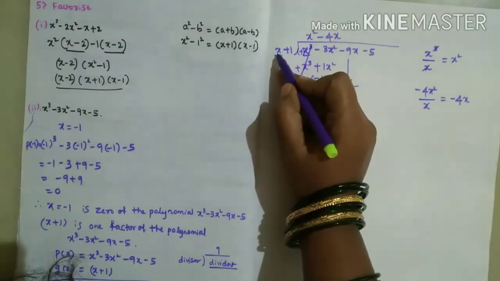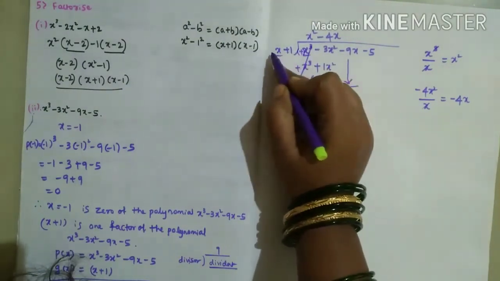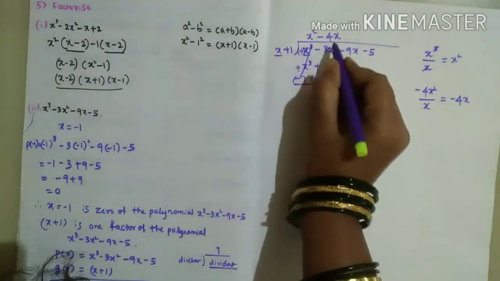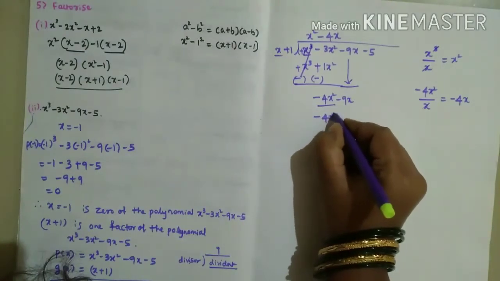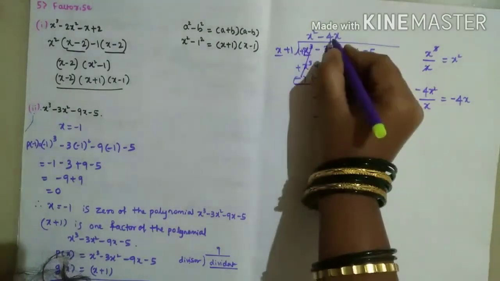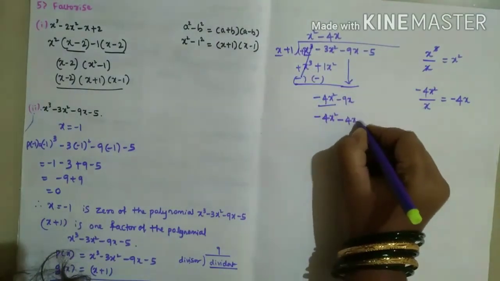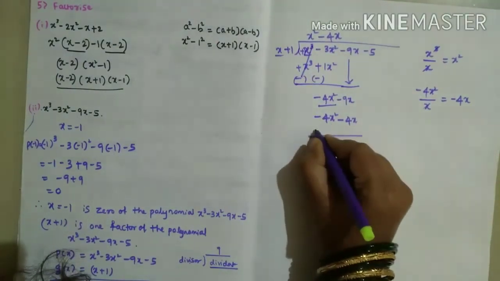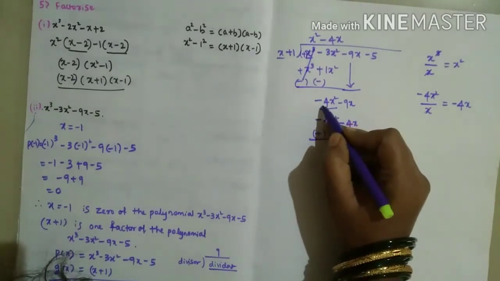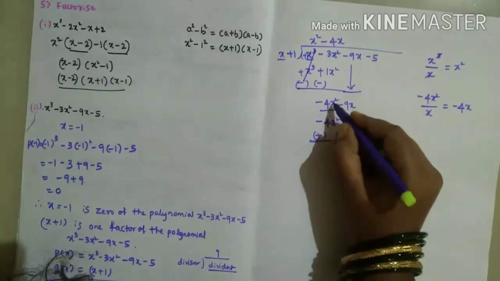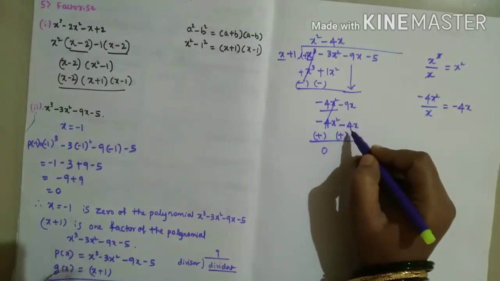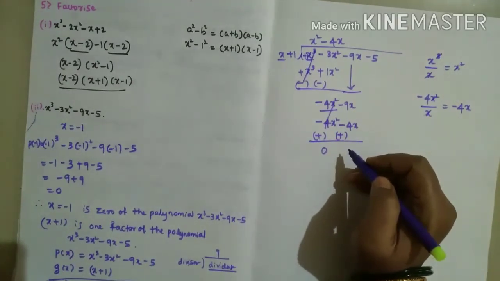Now I will multiply x and minus 4x. Here plus is there, here minus is there. Plus into minus is minus. x into 4x is 4x square. Then here plus is there, minus. Plus into minus is minus. 1 into 4x is 4x. Now I will change the sign. Minus is there, it will become plus. Here minus is there again, this also becomes plus. Now minus 4x square plus 4x square will be 0.